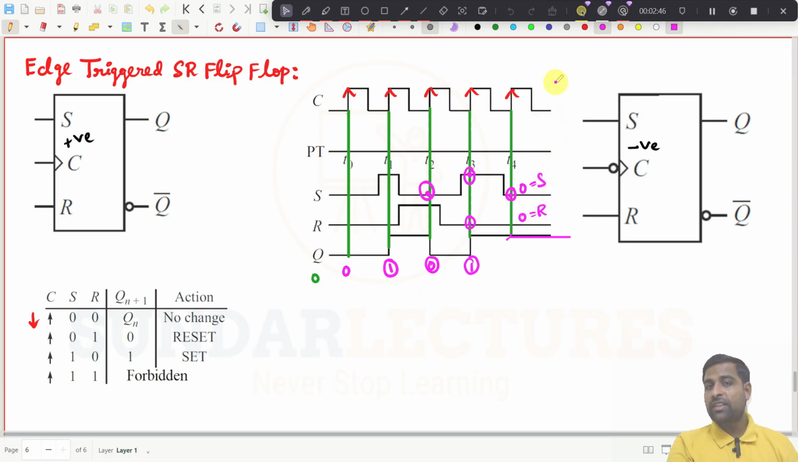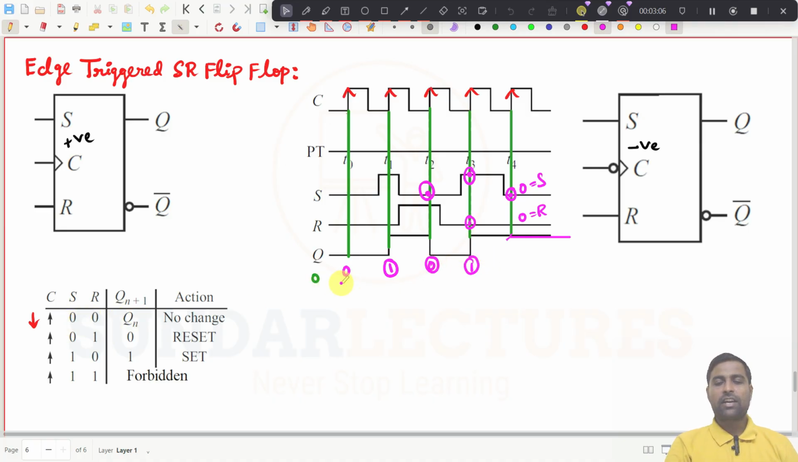And it will see for the next rising clock pulse. Try to understand, only at the rising edges. That is why this is a positive edge triggered flip flop. So that is what we have written here also. Like forbidden condition, and at a high clock pulse only it will see.